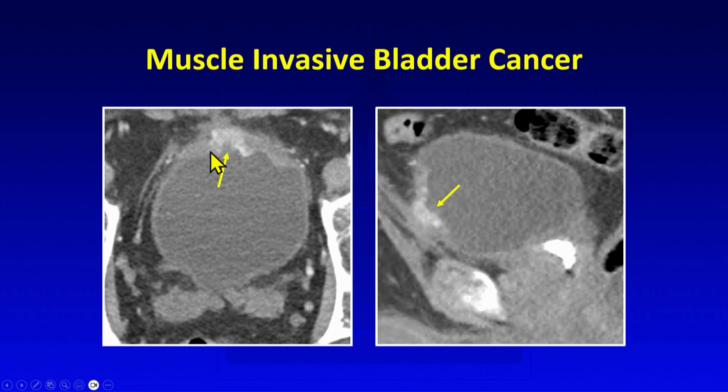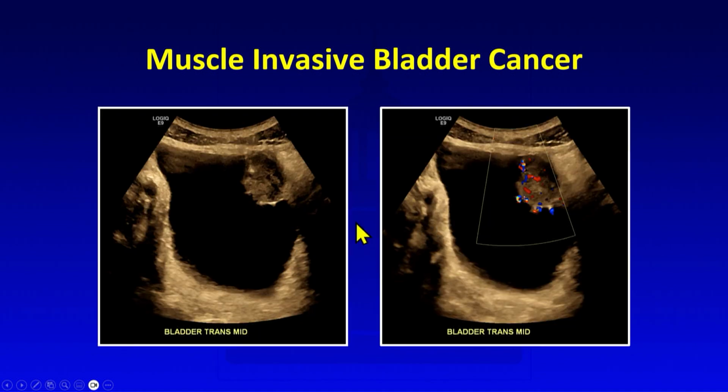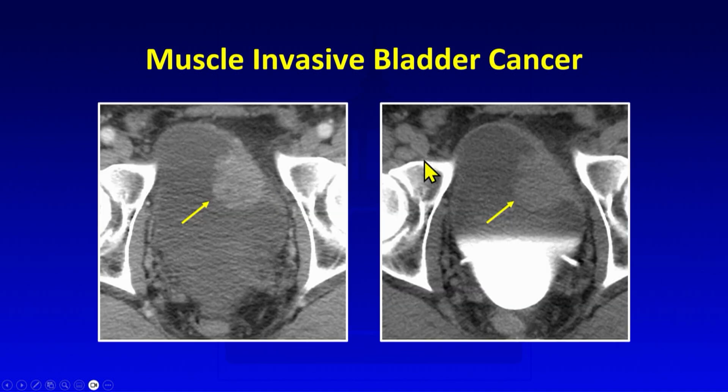This is an example of a muscle-invasive bladder cancer in which we have this irregular bladder wall thickening with avid enhancement, so not very tricky. Here is a case that started off with ultrasound in which we see this echogenic mass with internal vascularity, so obviously concerned about cancer. And here is the same patient with the arterial phase and the delayed phase.